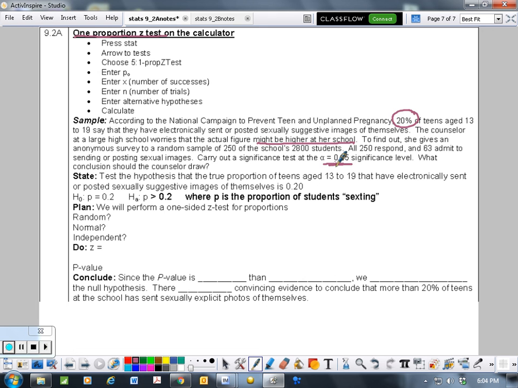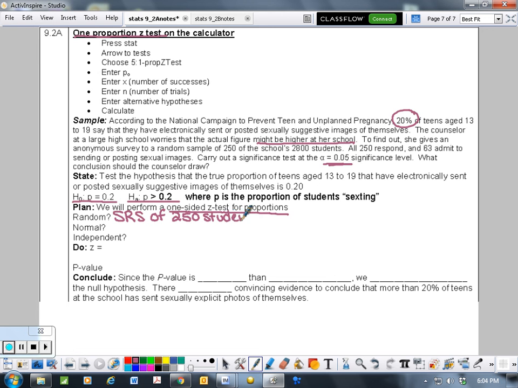So we're going to test the hypothesis that the true proportion of teens aged 13 to 19 that have electronically sexted is 0.2. So we're going to assume that it's the same as the national average, 0.2, but she thinks it may actually be higher, where p is the proportion of students who are sexting. We'll perform a one-sided z-test for proportions. So is it random? Yep, there's a simple random sample of 250 students.